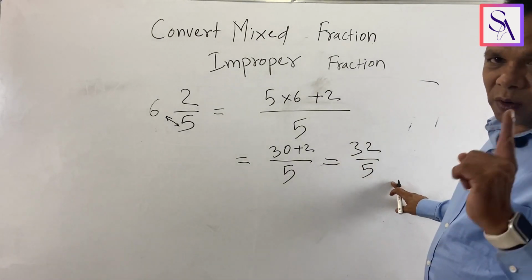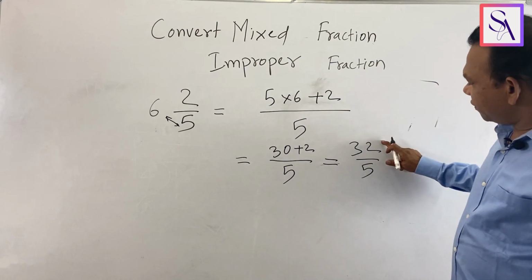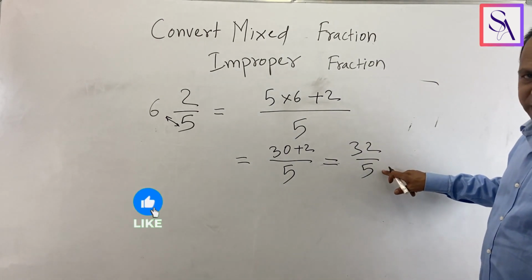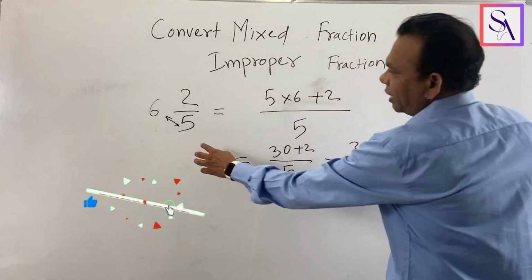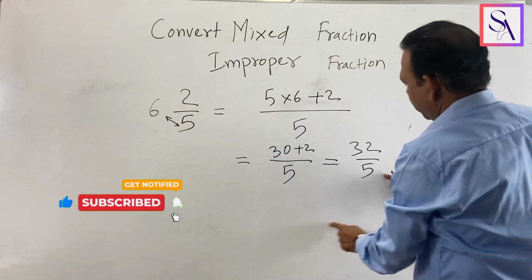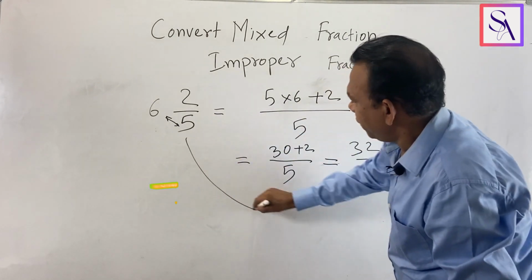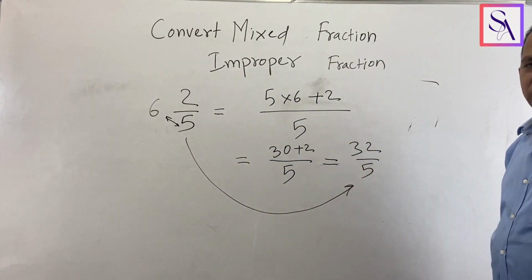We know that improper fraction means the numerator is greater than the denominator, right? So 32 is greater than 5. So we have converted 6 2/5 into an improper fraction. See, it's very easy.